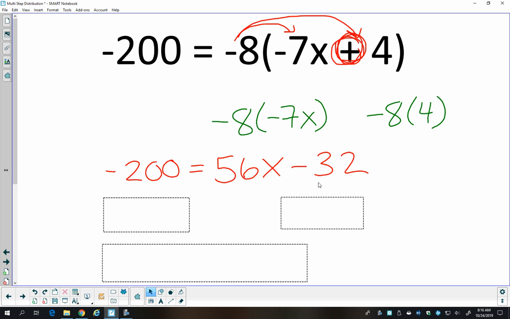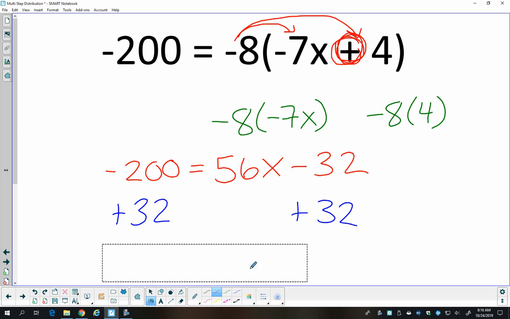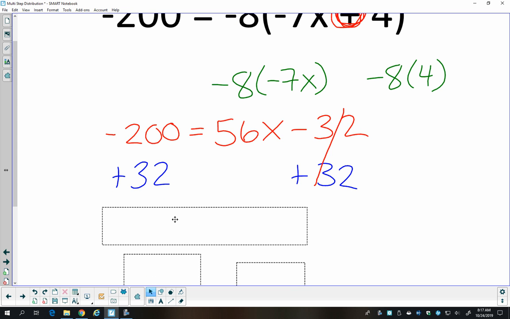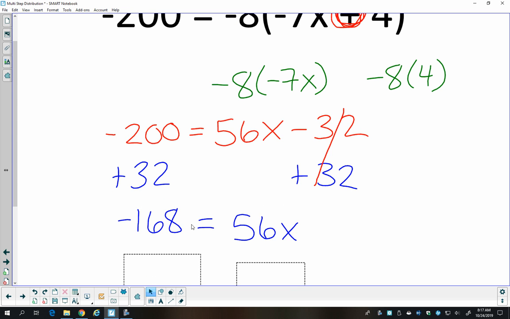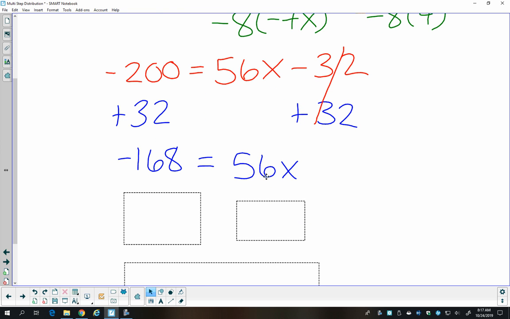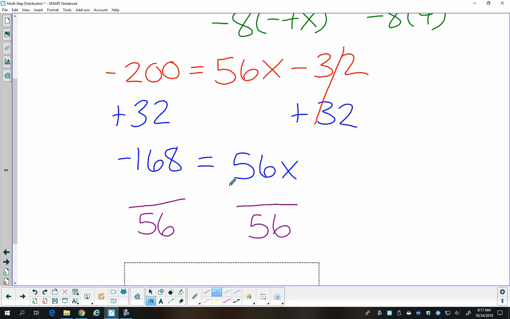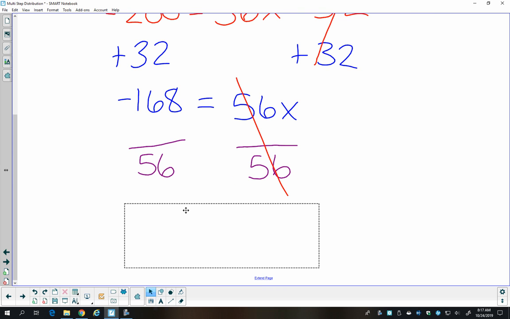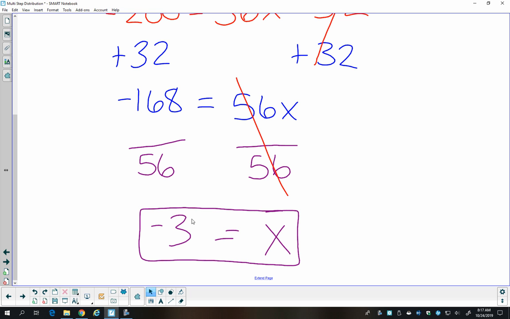So we want to cancel out that -32 by doing 32 positives on both sides. I have 200 negatives and 32 positives. So we have to cancel 32 of these negatives, and we get -168. This is multiplication over here, so we're going to divide both sides by 56. And a negative divided by a positive, again, is going to give us a negative answer, -3.